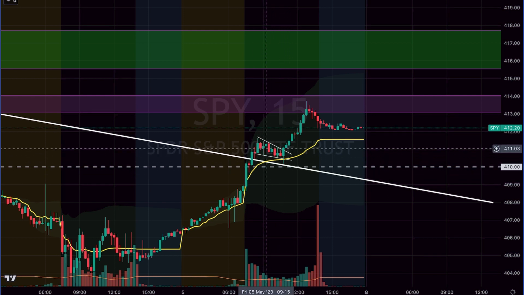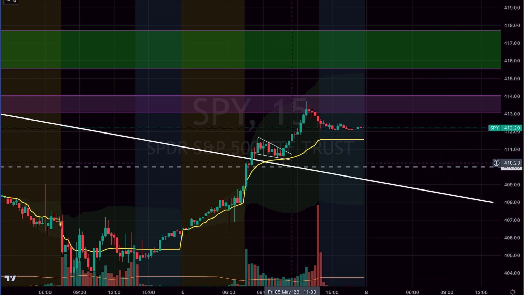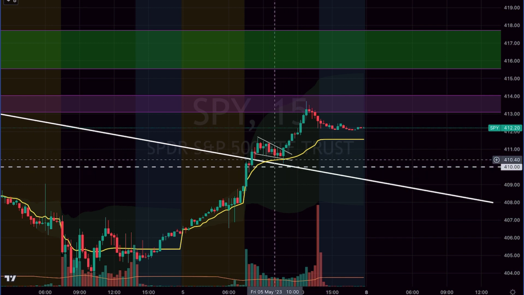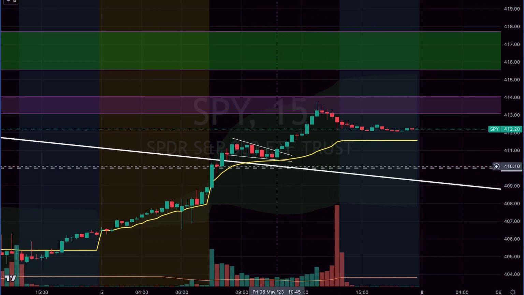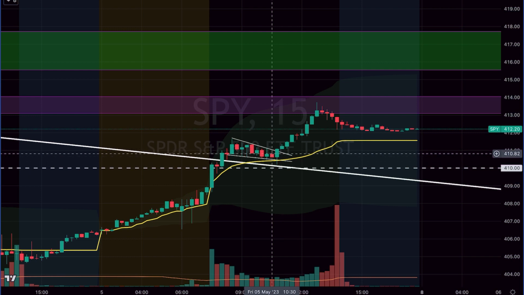This is very clean. We had a nice pullback to this 3 confluent support area, right? We got the 410, we got the resistance turned support retest, and then we have VWAP. And you can see here, if we zoom in a little bit more, we got a nice strong hammer, bullish engulfing candle here with rising volume, right? So we have all the confirmations here that we need.